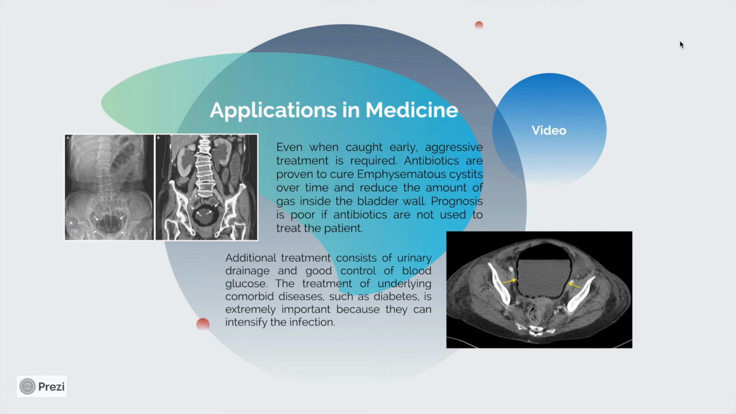Applications in medicine. Even when caught early, aggressive treatment is required. Antibiotics are proven to cure emphysematous cystitis over time and reduce the amount of gas inside the bladder wall. Prognosis is poor if antibiotics are not used to treat the patient. Additional treatment consists of urinary drainage and good control of blood glucose. The treatment of underlying comorbid diseases, such as diabetes, is extremely important because they can intensify the infection.